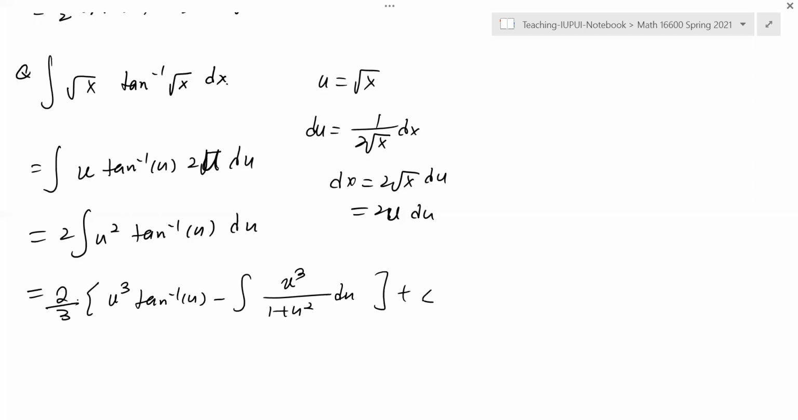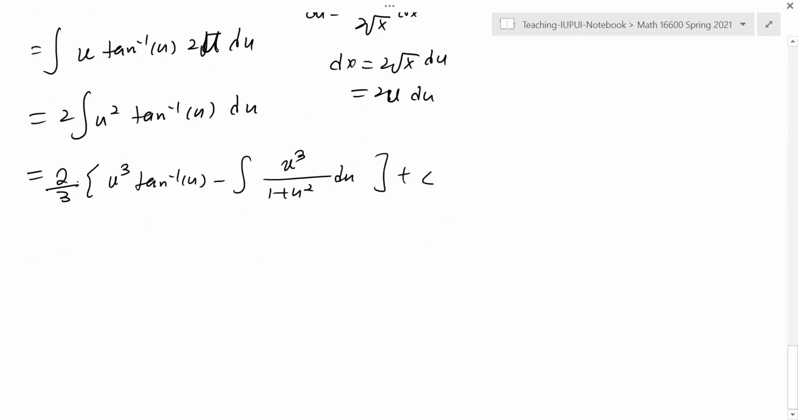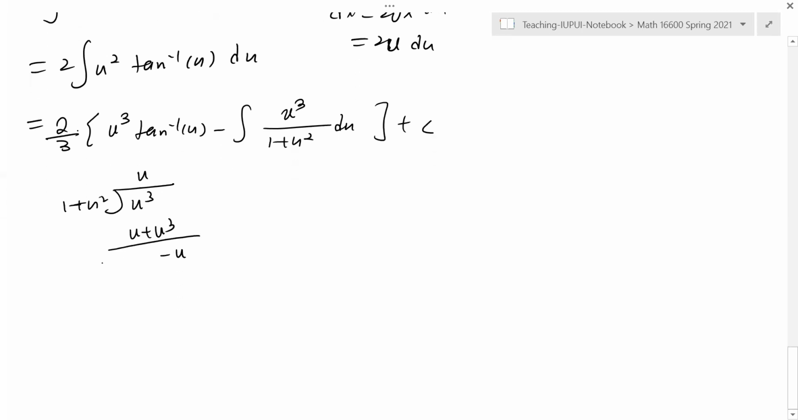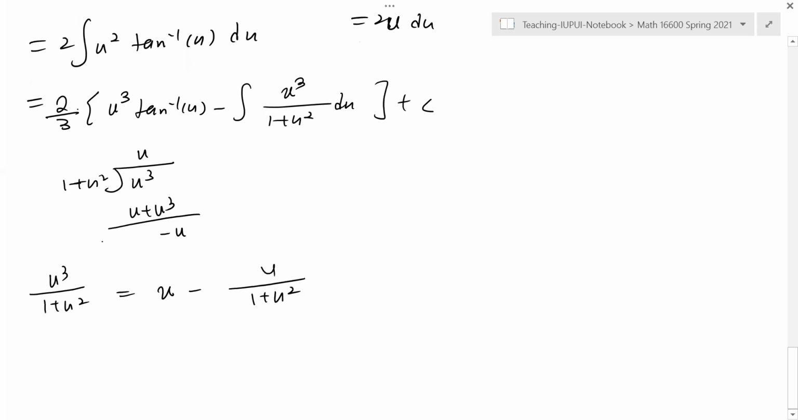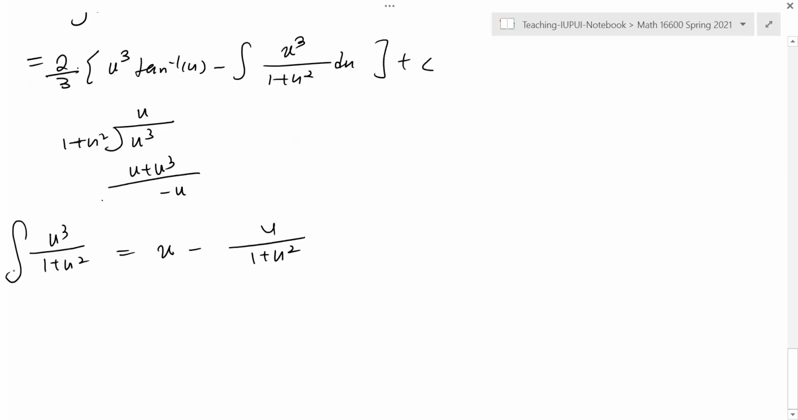All right, so this is just a rational function. To integrate a rational function, how do you do that? You have to simplify first, because the degree of the numerator is larger than the degree of the denominator. So u plus u cubed and the subtraction is minus u. That means u cubed over 1 plus u squared is a quotient of u, minus u over 1 plus u squared. So you put the integral du.